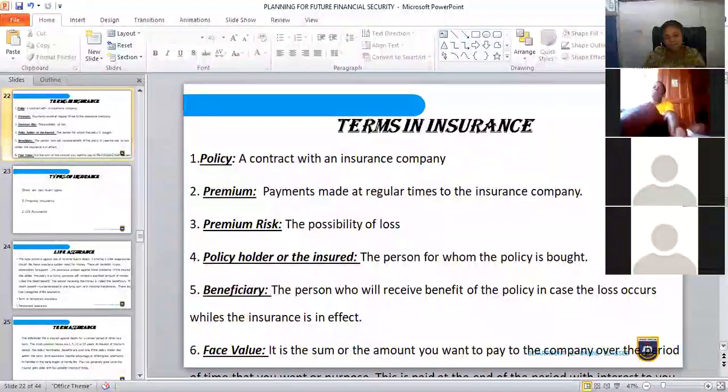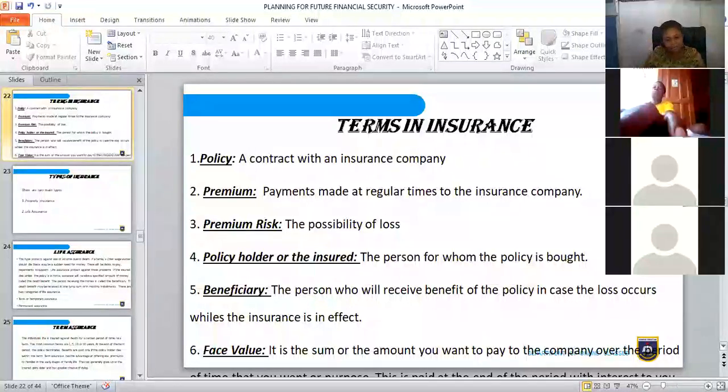Then we have the policy holder, or the insured. The person for whom the policy is bought is the one we refer to as the policy holder. So if it is Agbenyo who goes into a contract with the insurance company, she is the policy holder, or she is the insured.